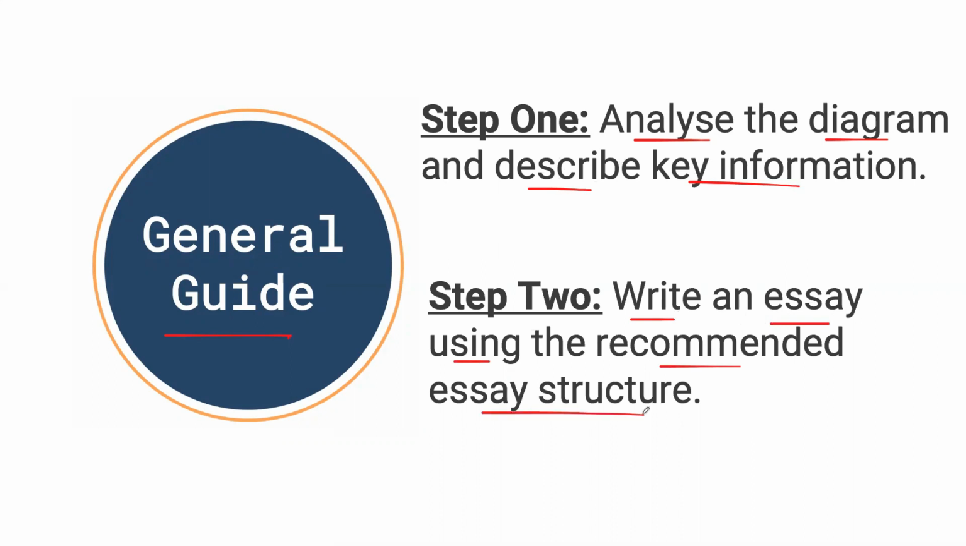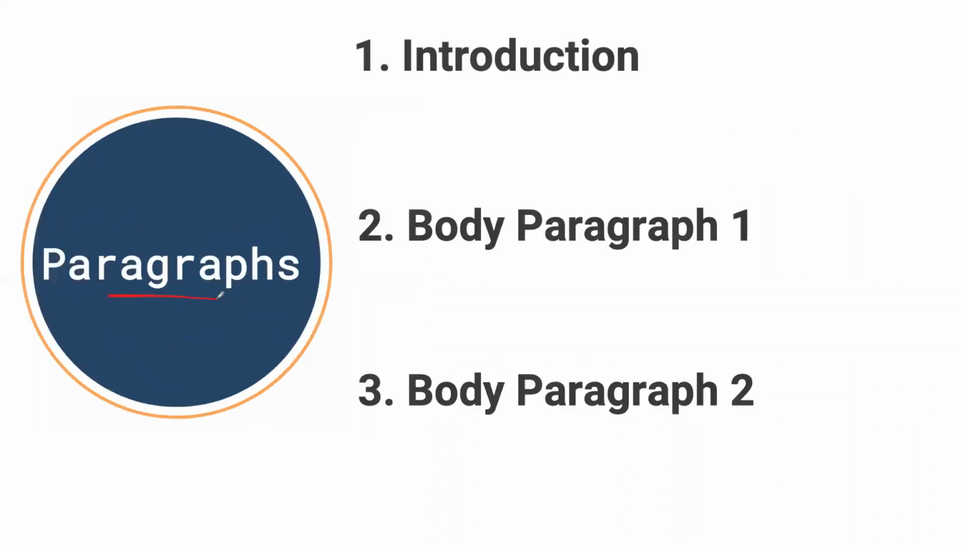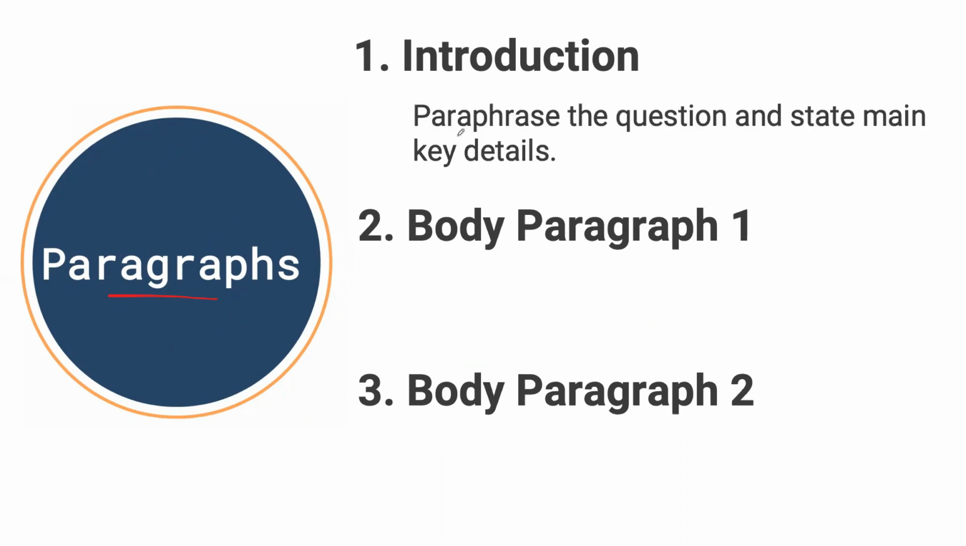So we're just going to analyze the diagram, look at the different stages, describe key information, and then make it into a lovely essay. Now the structure is going to look like this. We are going to have 3 paragraphs. So it's going to be an introduction, the first thing, and in the introduction we are going to paraphrase the question and state the main key details. Now by paraphrasing, what we're going to do is basically restate the question in different words. So this is really going to call upon our synonyms, and this will just make sure that we're writing and answering the questions that are necessary.